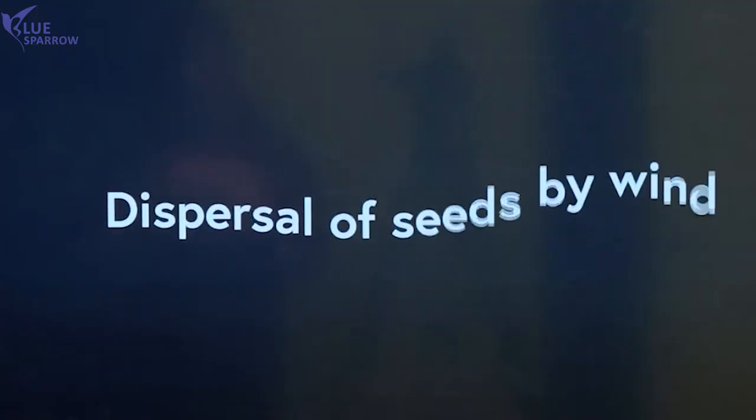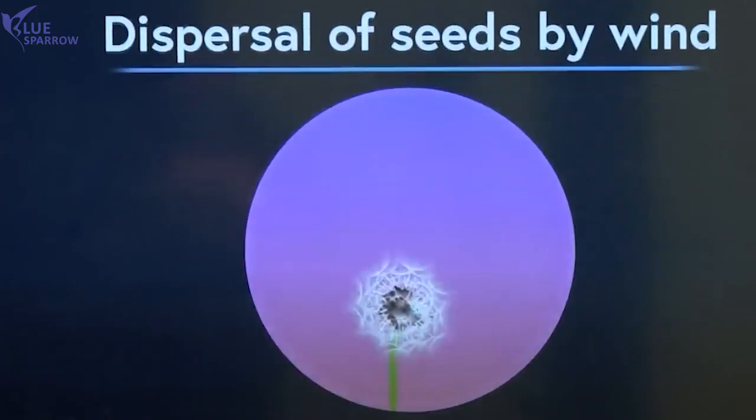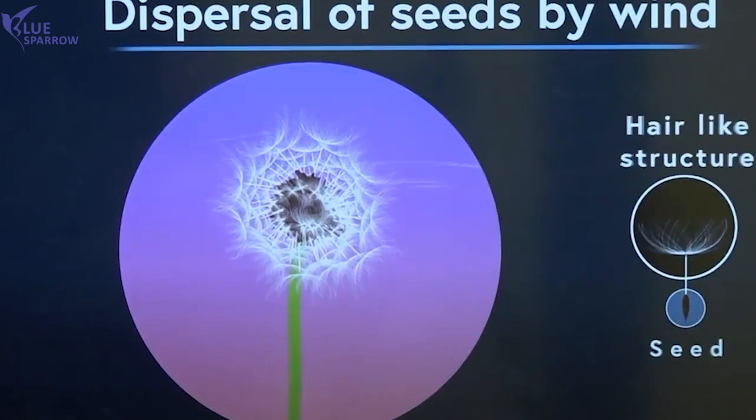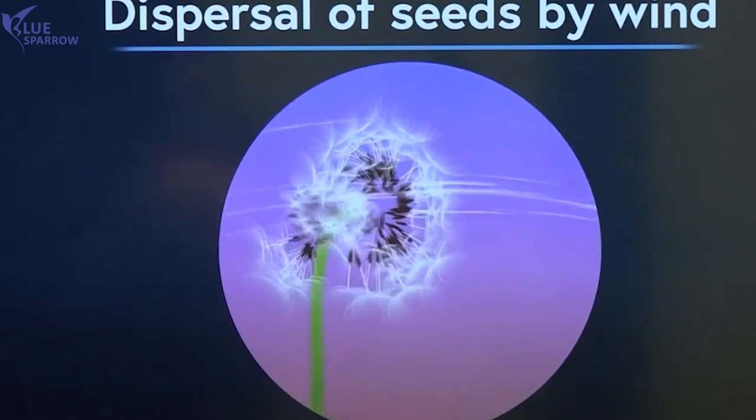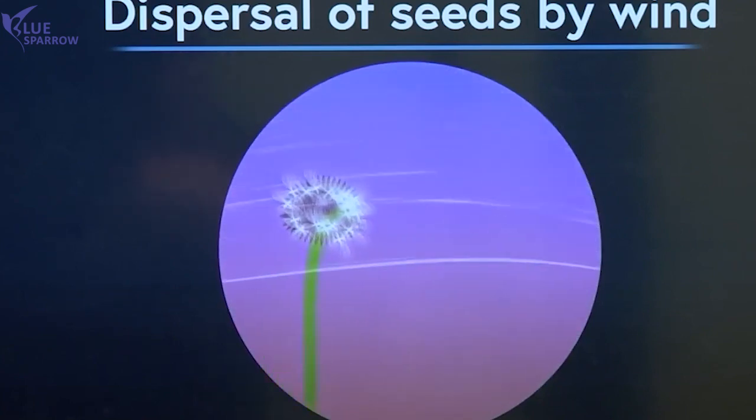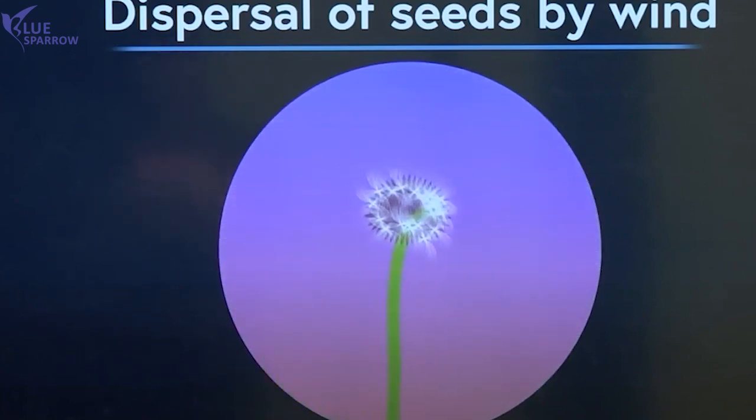Dispersal by wind. Some seeds are very light and have special parts like tufts of hair or wings. These are easily blown away by winds. Seeds of cotton, dandelion, and madar have tufts of hair around them.